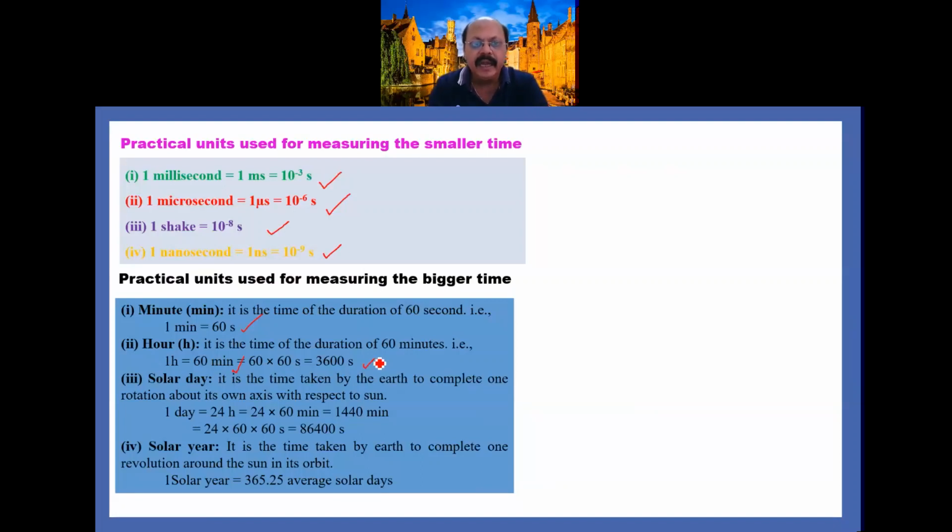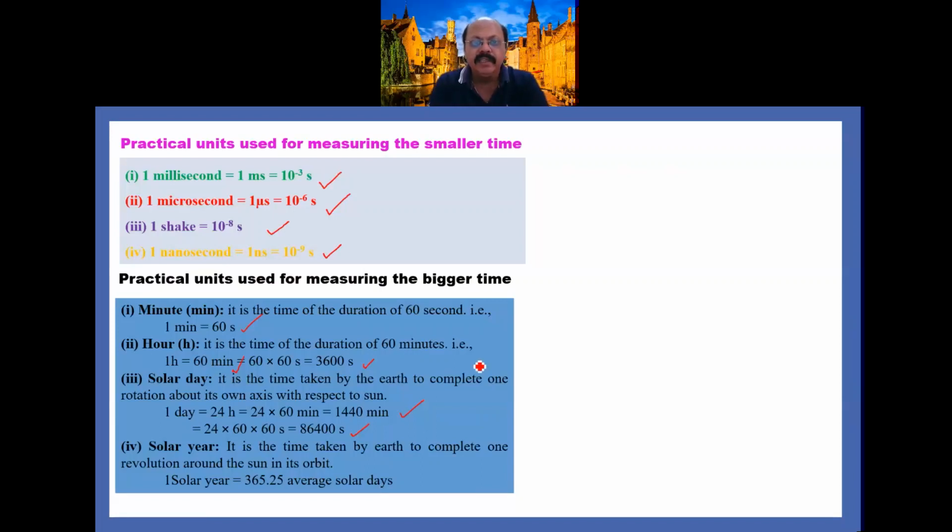Solar day is the time taken by Earth to complete one rotation about its own axis with respect to the Sun. So one day is basically equal to 24 hours, which is equal to 24 into 60 minutes, so 1440 minutes. Converting into seconds, 24 into 60 into 60, so in one day you have 86,400 seconds. As we say that we don't have the time, but in one day we have 86,400 seconds.